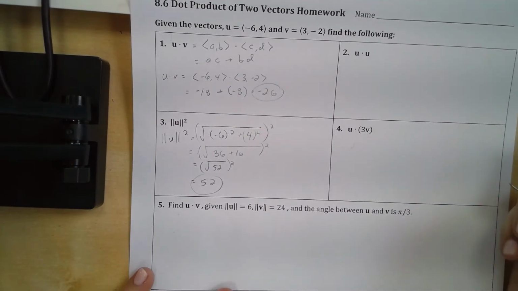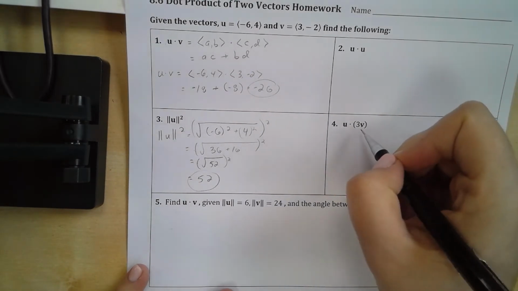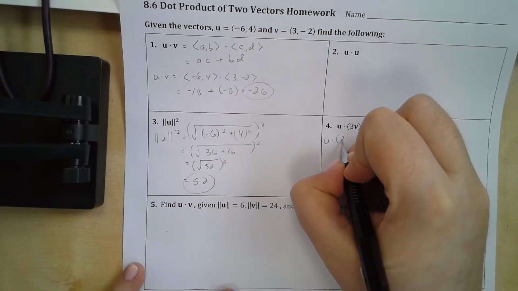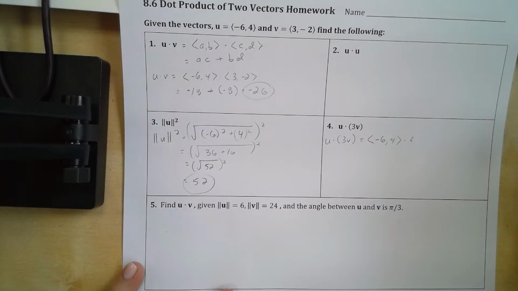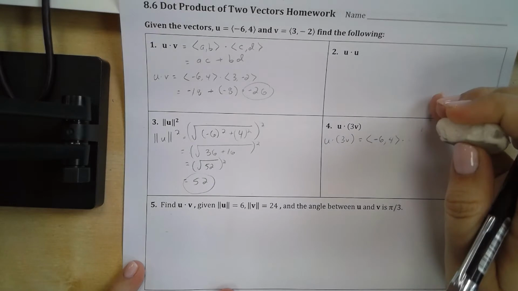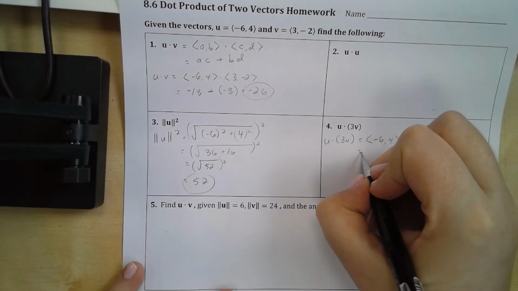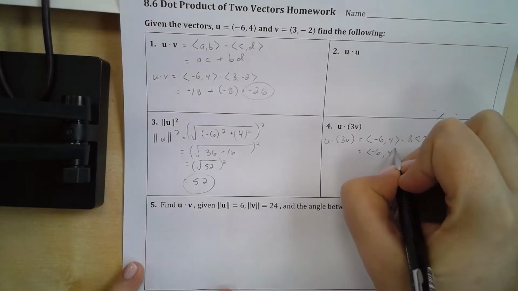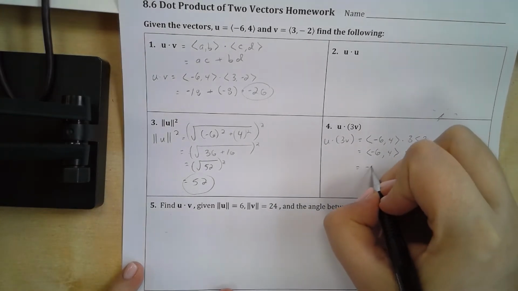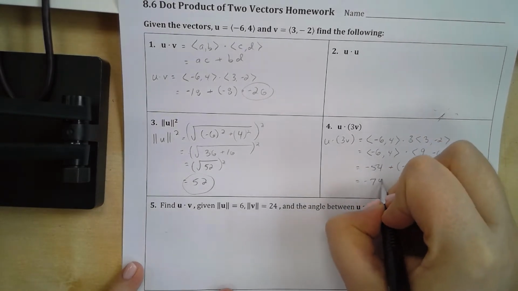All right. u dot product with 3v, it shouldn't be times, it's dot product. This is going to be <-6, 4> dot product 3 times <3, -2>. So then we have <-6, 4> dot product <9, -6>. That's going to be -54 plus -24, which equals -78.